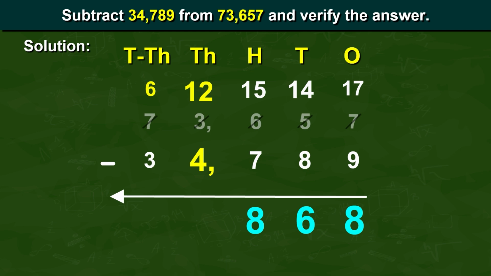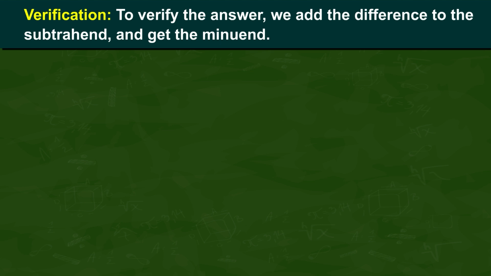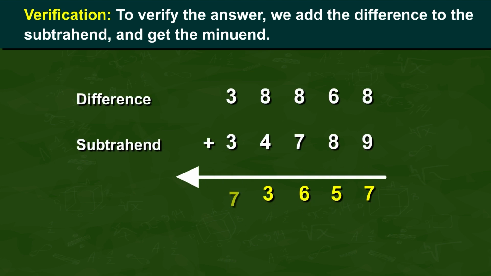Now we have 12 thousands and 6 10,000s. 12 minus 4 is equal to 8. Write 8 under thousands column. Step 6. Subtract 3 10,000s from 6 10,000s. Write 3 under the 10,000s column. Verification. To verify the answer, we add the difference to the subtrahend and get the minuend.